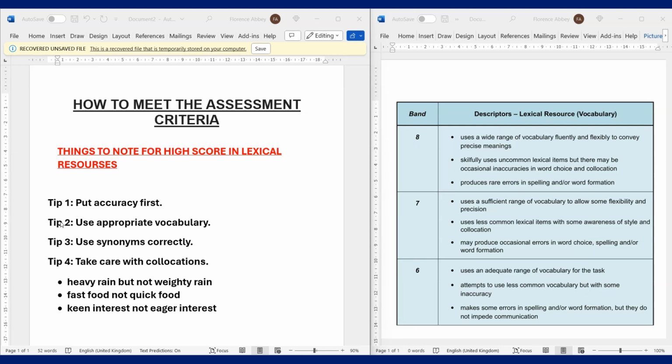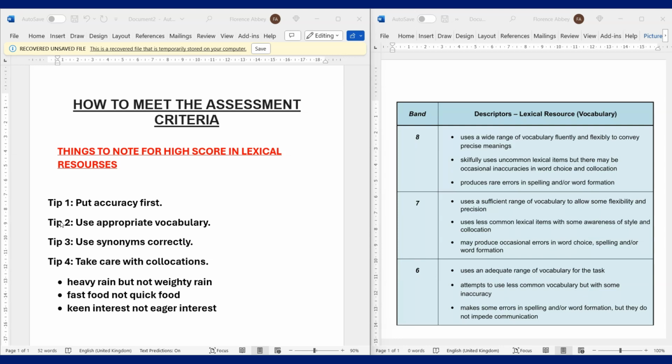And that is where most students make a mistake. They choose to use big words that they don't understand. For that reason, they try to fit them in the sentences, and it's not appropriate. It is not fitting properly, and for that reason, you might be getting below a band 7, and you might be getting mostly a band 6 or even 5.